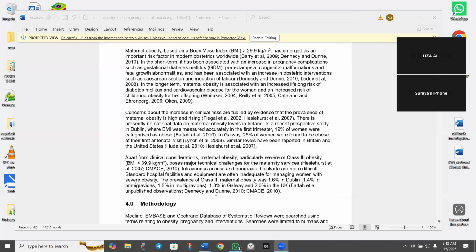Okay. So they are saying that in their report, class 3 obesity is the most problematic.